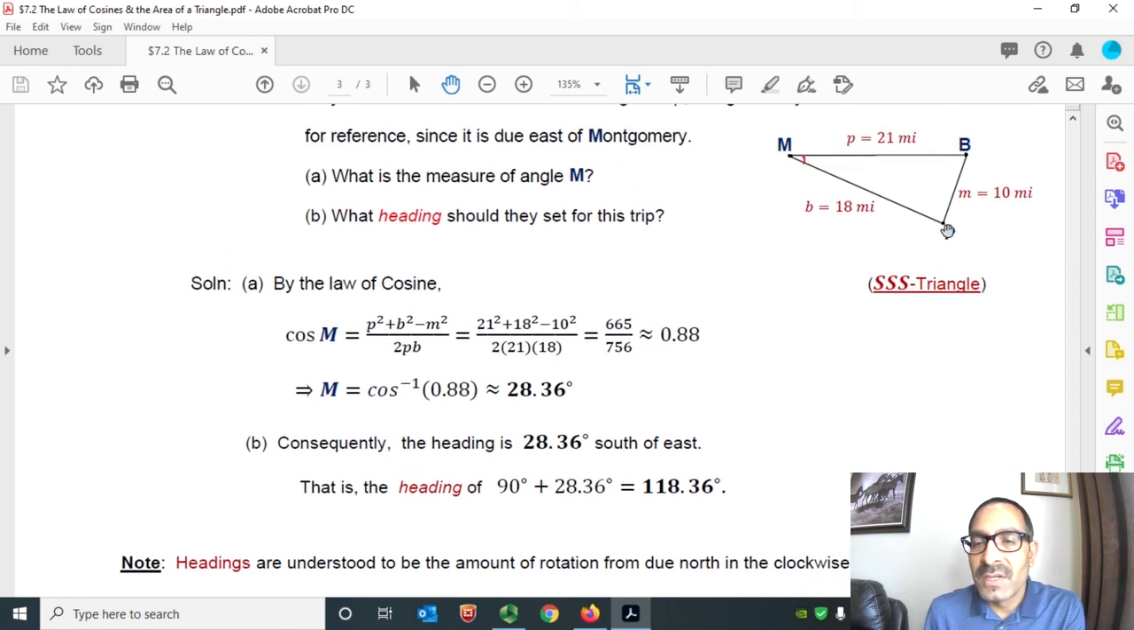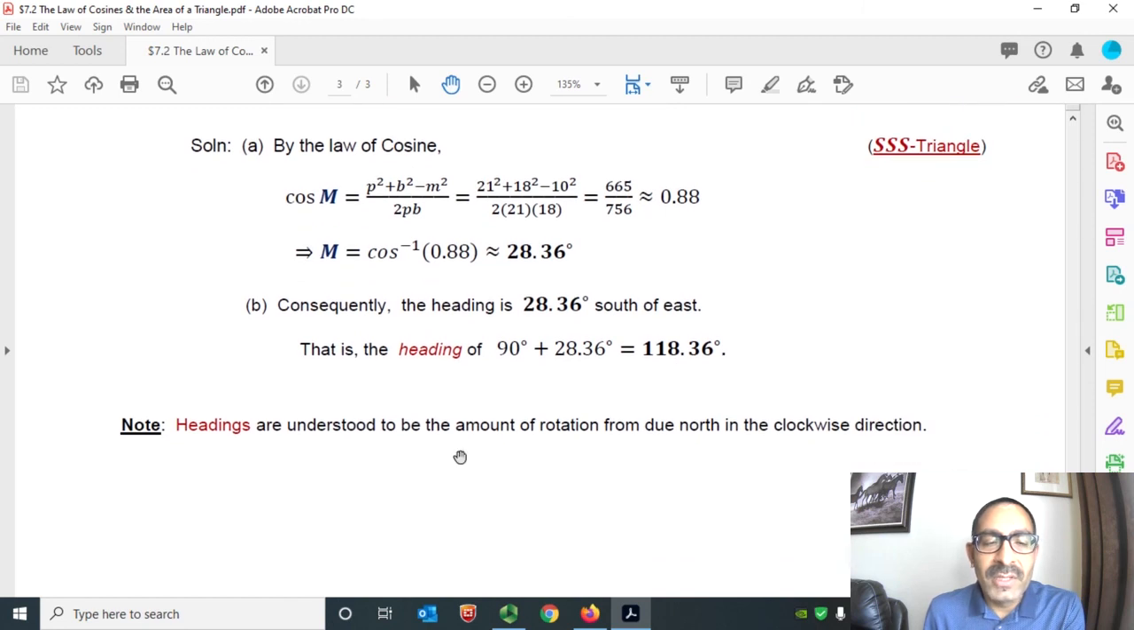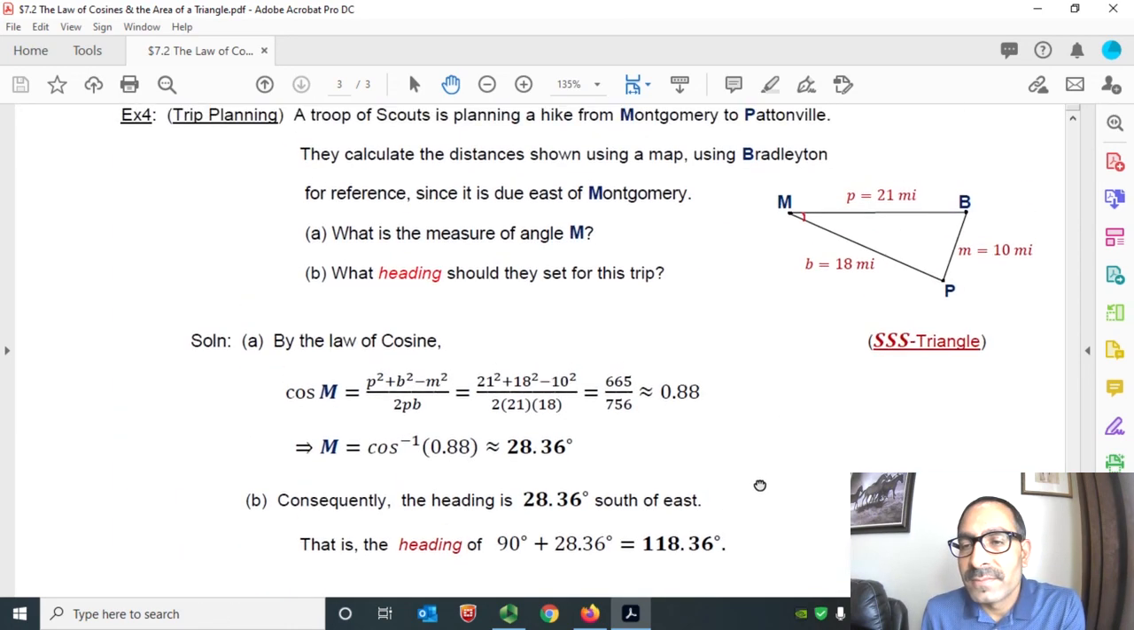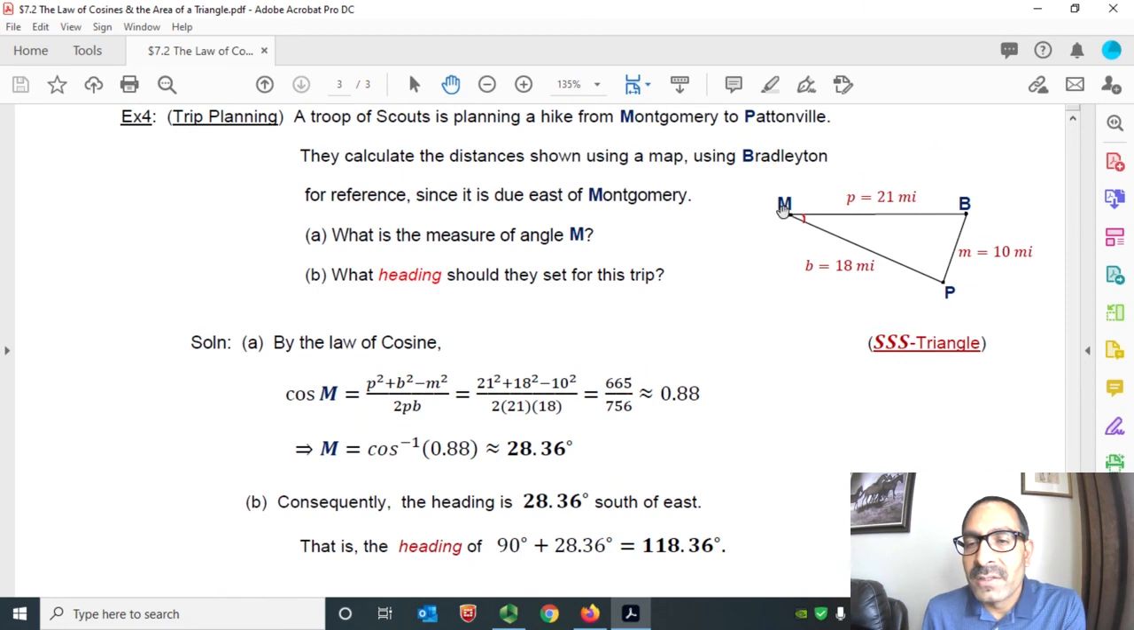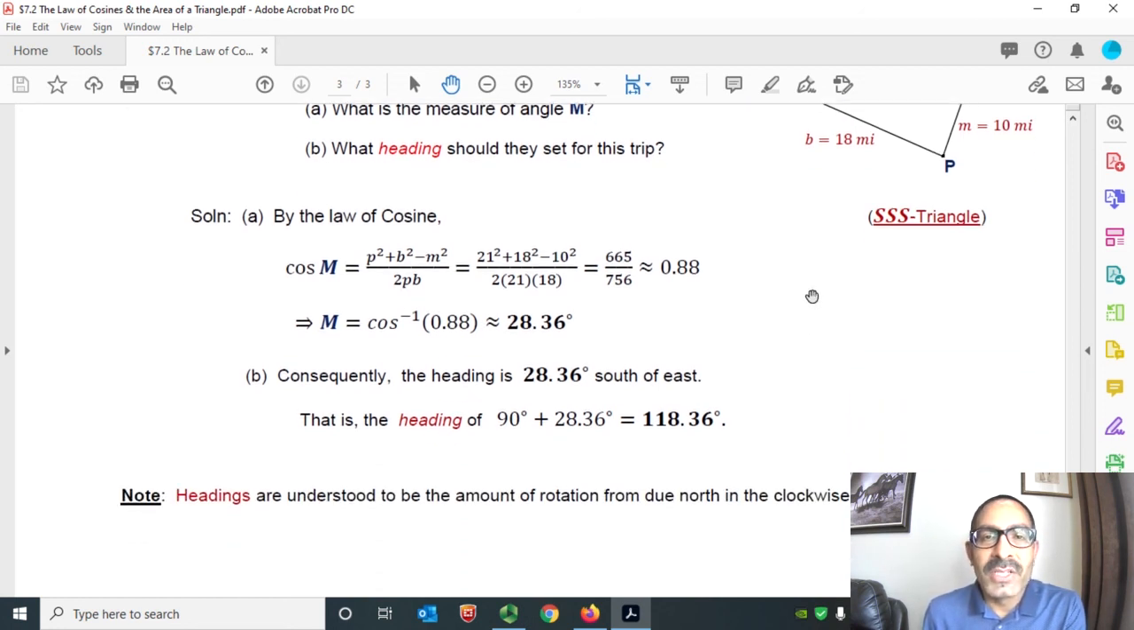So here is south of east, that is a heading of 90 degrees plus 28.36 degrees, which is 118.36 degrees. By the way, the headings are understood to be the amount of rotation from due north in the clockwise direction. So going here is going there and going there. So I hope it makes sense to you all. Now we finish section 7.2, the cosine law and the area of an oblique triangle. So thank you.